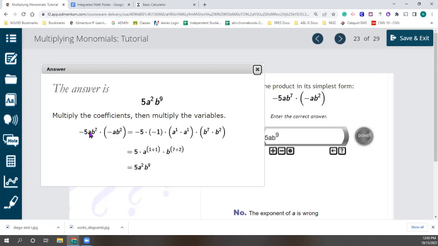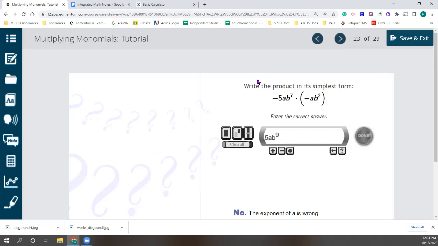The A, I'm not really sure, but it looks like I didn't do the exponents for the A correctly. So when we break it out, we have to break it out a little further than I did. So that's okay, that's how we learn. So the correct answer should be 5A squared B to the 9th.